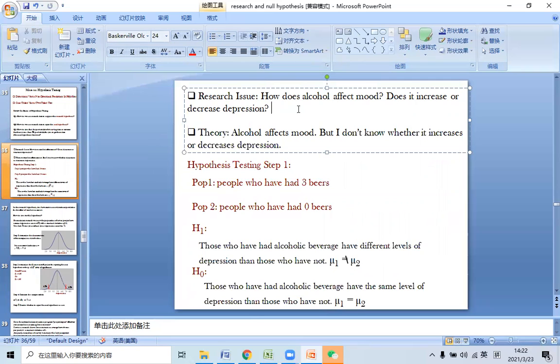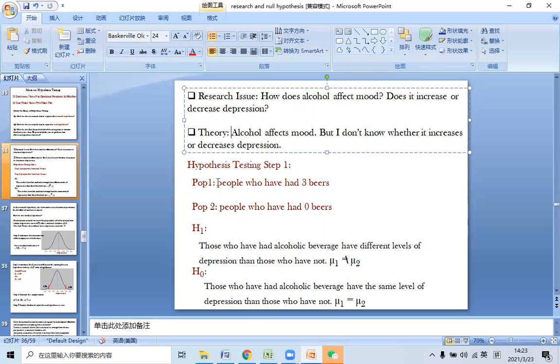I don't know. My theories just say alcohol affects mood, but I don't know whether it increases or decreases depression. Does it make people happier or sadder? No idea. This is non-directional. You don't have a direction in your prediction. It could be either way. And you want to do a hypothesis testing.